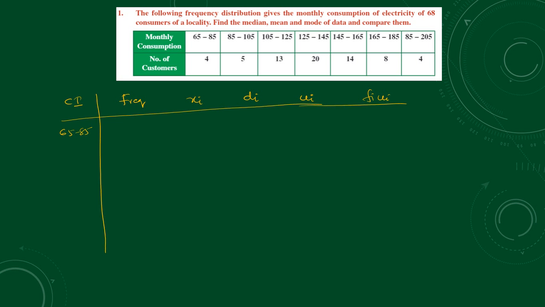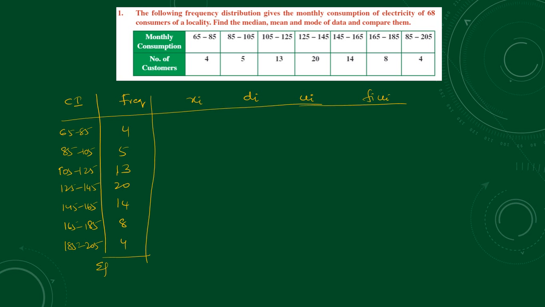So what are the class intervals? 65 to 85, 85 to 105, 105 to 125, 125 to 145, 145 to 165, 165 to 185, 185 to 205, right? Now writing down the frequencies: 4, 5, 13, 20, 14, 8, 4. So already we know sigma fi is equal to 68, as given.